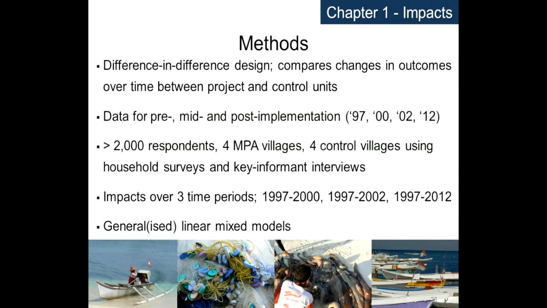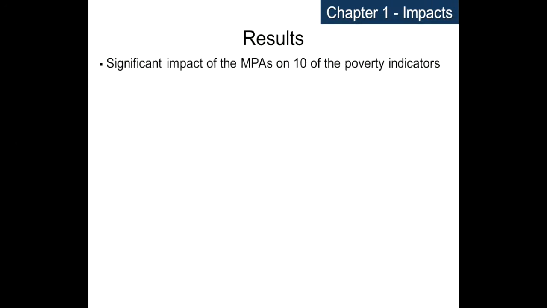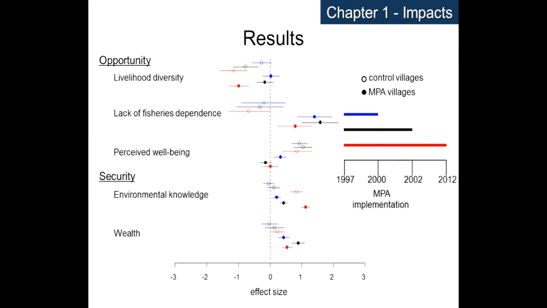So to operationalise this difference in difference design, I used general or generalised linear mixed models depending on the nature of the poverty indicator that I was looking at. And I found that there was a significant impact of the MPAs on 10 of the 14 indicators. Today I'm just going to show you 5 which were significantly impacted over 3 time periods. Here you can see effect sizes and the 95% confidence intervals.